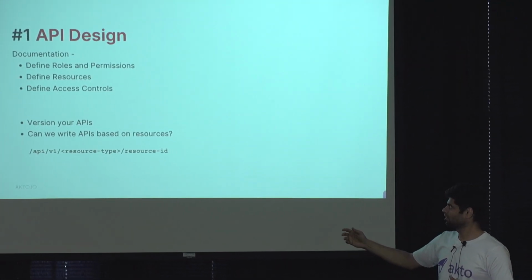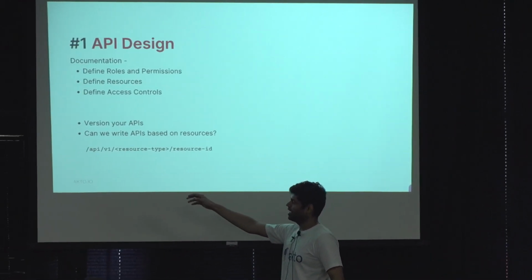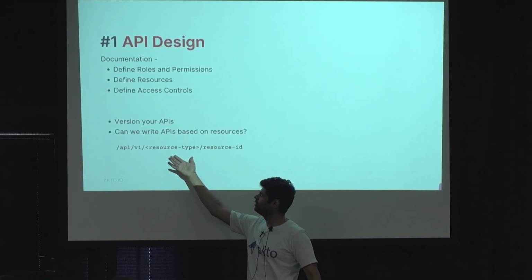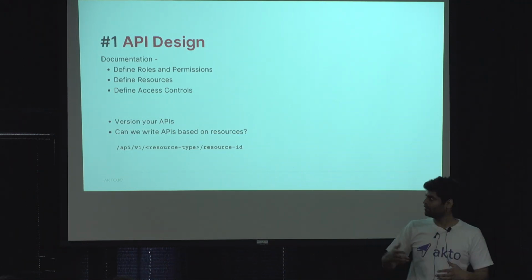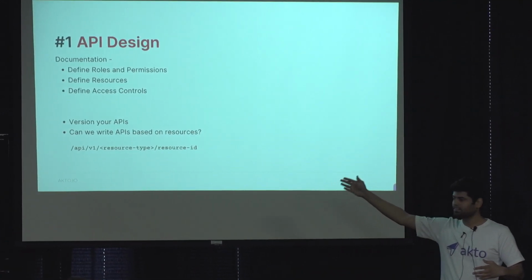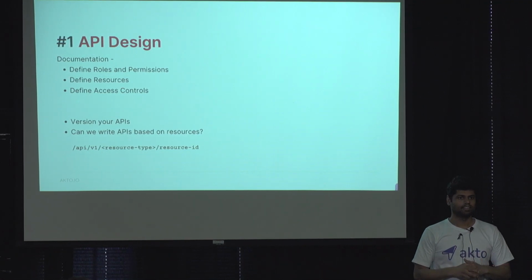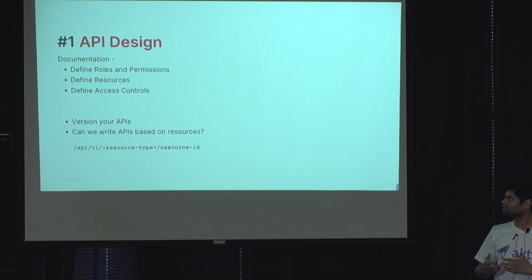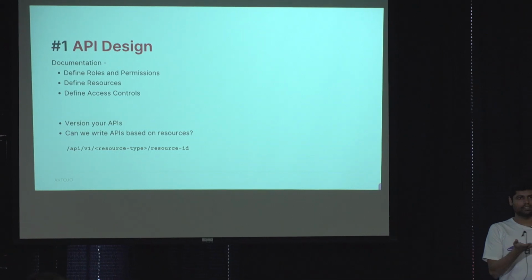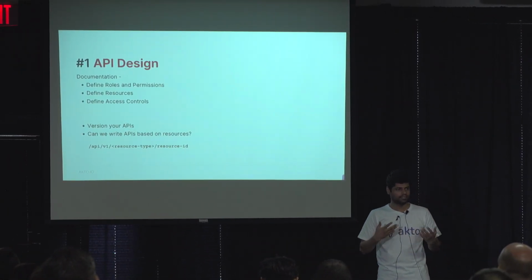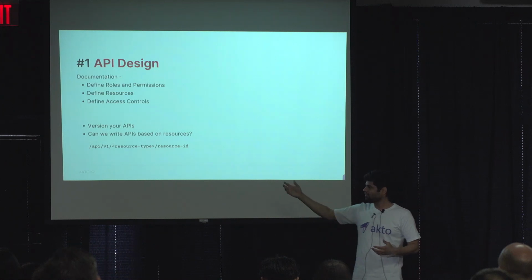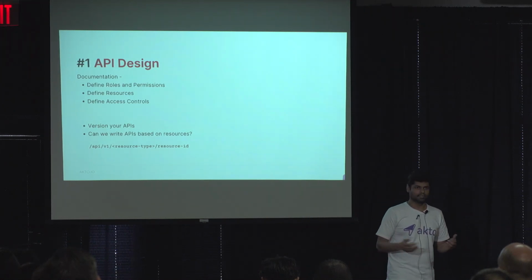For example, API v1 user details /123, or API v1 movies /movie ID. So each API now represents the resource type: movie, user, comment, payment, and so on. And the next entity is the ID itself.